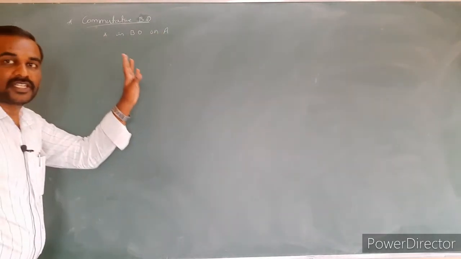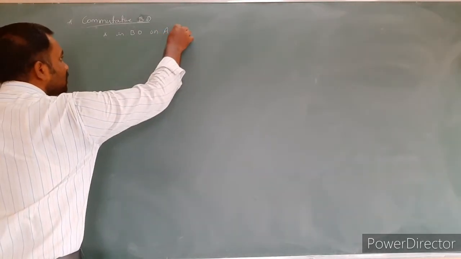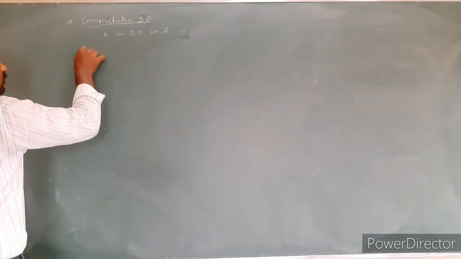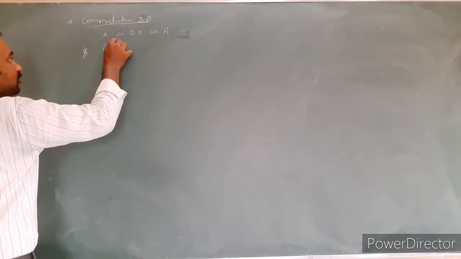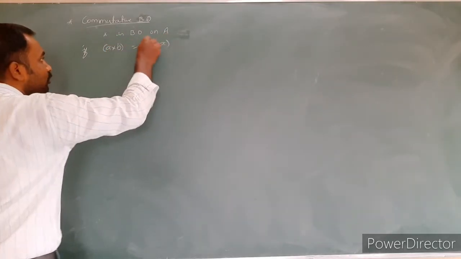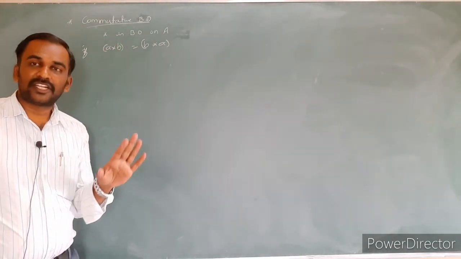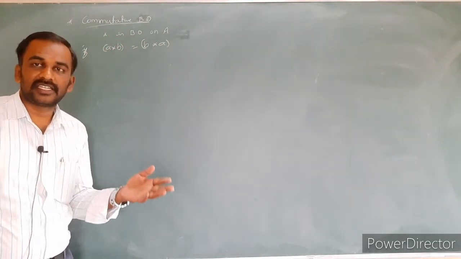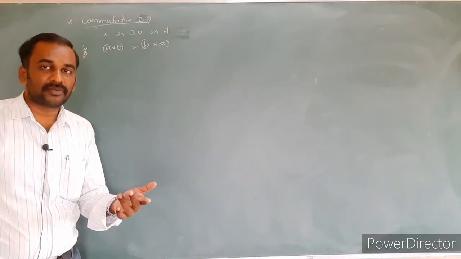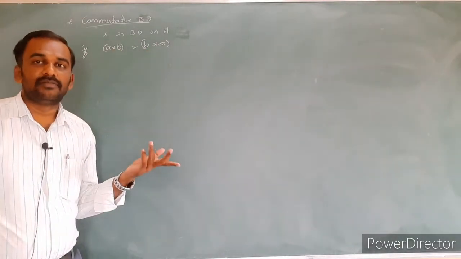This binary operation is said to be a commutative binary operation if A star B must be equal to B star A. First of all, star is a binary operation on a particular set A. The set is very important. Then that binary operation is said to be a commutative binary operation when A star B is equal to B star A.